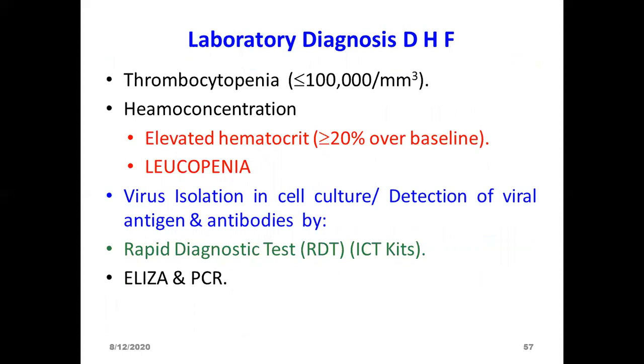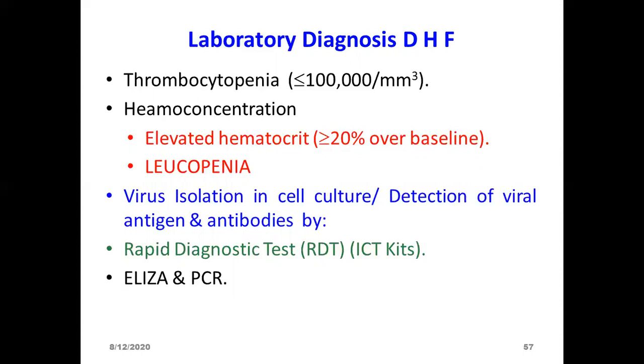There will be thrombocytopenia, hemoconcentration, and hemoconcentration is being detected by elevated hematocrit level. There will be leukopenia. Virus isolation will be identified in cell culture.